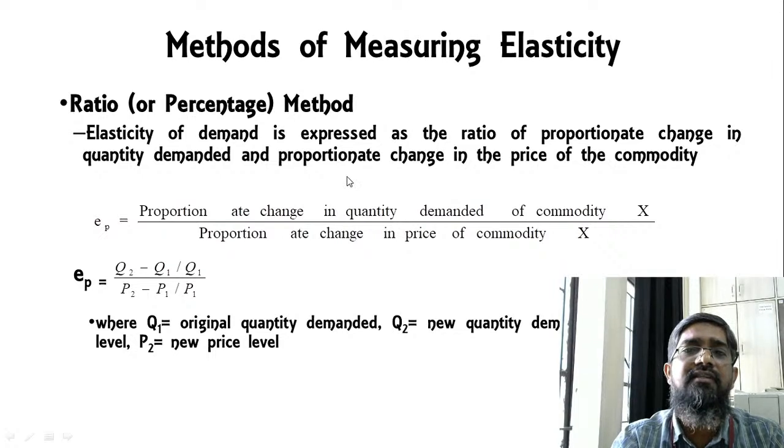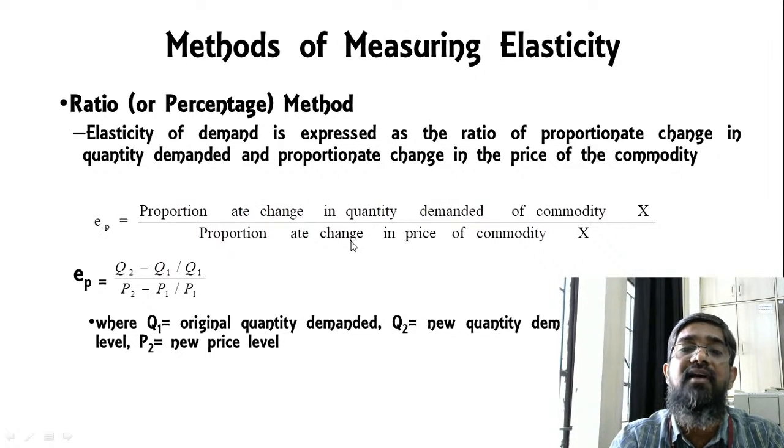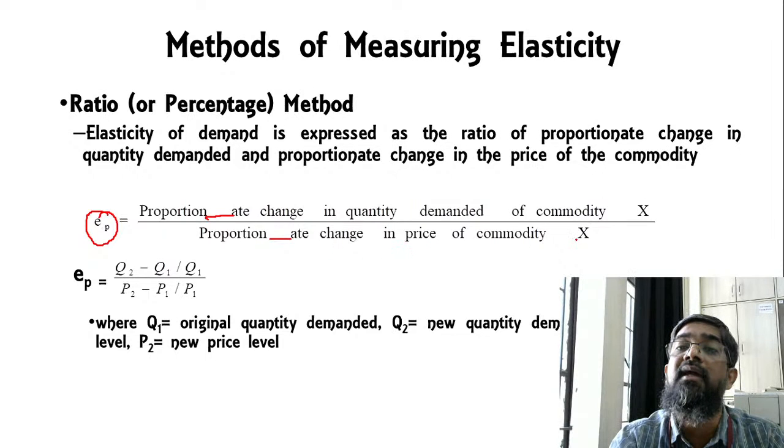Let us see how it is done. It is elasticity of demand expressed as the proportionate change in quantity demanded divided by the proportionate change in the price of the commodity, which you can write like this. I'll show you here that price elasticity Ep is equal to the proportionate change in quantity demanded of commodity X divided by the proportionate change in price of X.